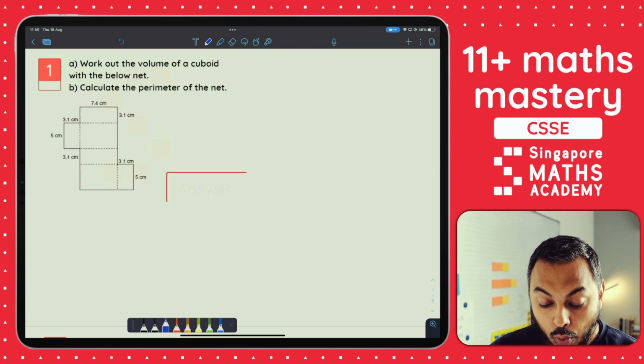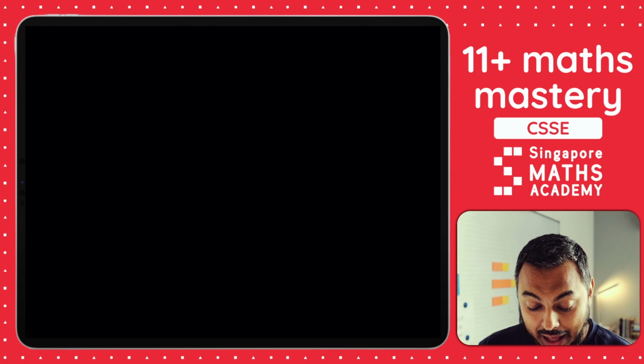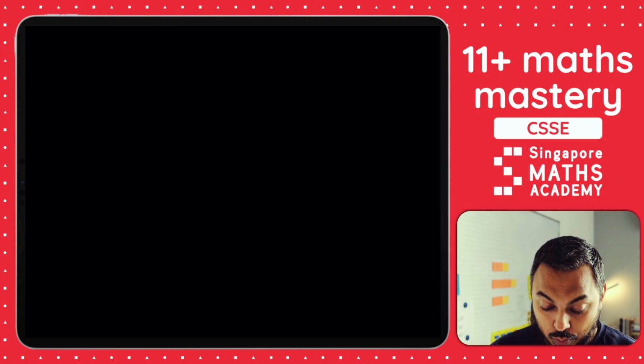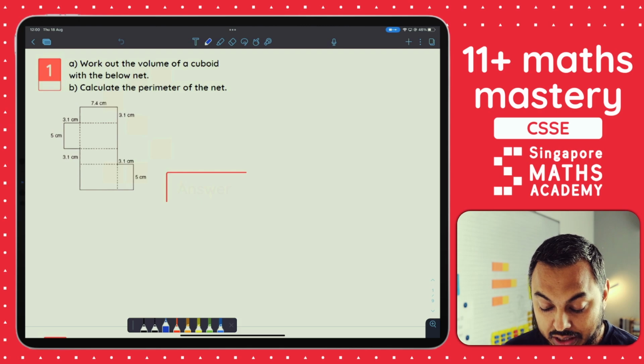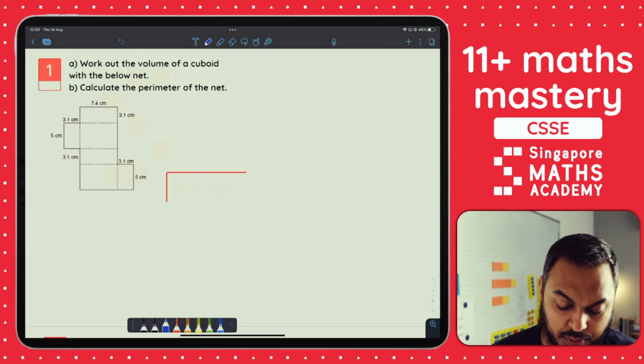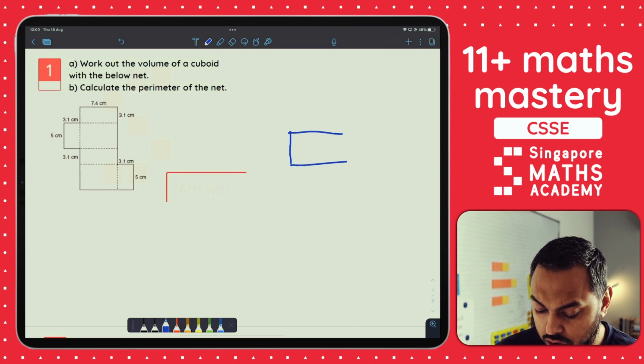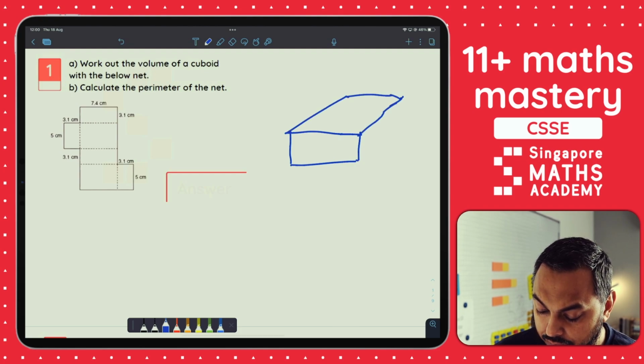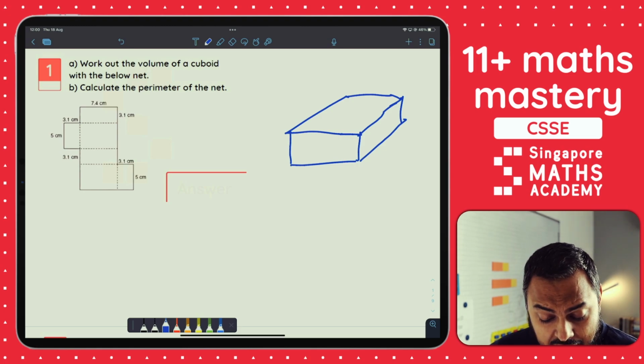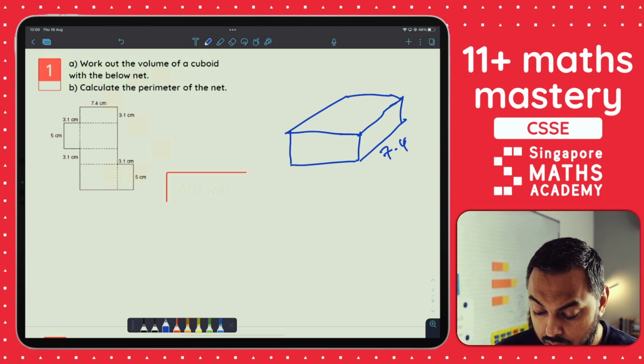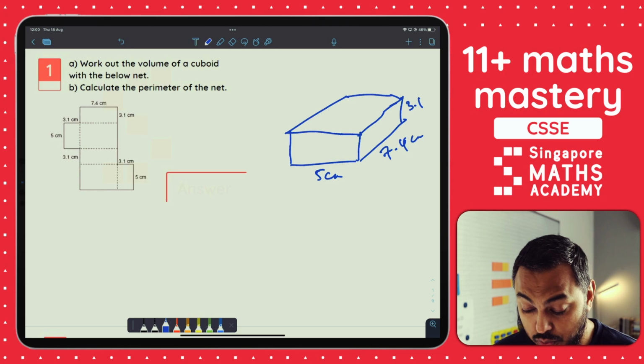So the first one: work out the volume of a cuboid with the below net. So we've got a net below. Calculate the perimeter of the net is our second question. So the volume of this cuboid, the below net, means I've got to imagine or even draw out this cuboid, something like that. Very rough sketch. And I can see that it's 7.4 by 3.1 by 5. So 7.4 centimeters by 3.1 by 5 centimeters is what I'm looking at here.